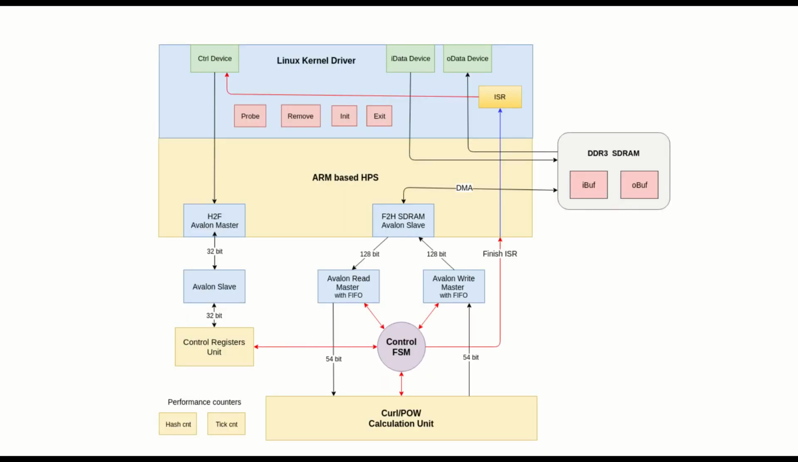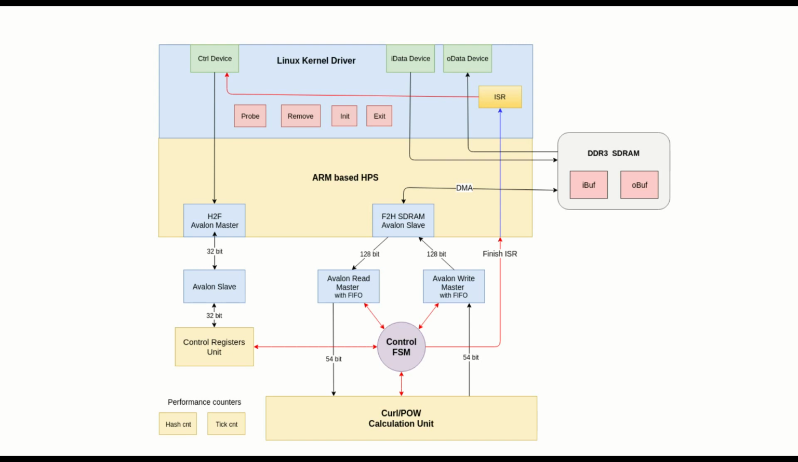Here you can see the structure of the proposed system. The heart of it is curl calculation unit. Our design has two Avalon interfaces, slave and master. With the slave interface, ARM can configure control registers of the device, for example, set the addresses of source and destination buffers in SDRAM memory. Or for example, ARM can send the start command to the device for the beginning of computations.